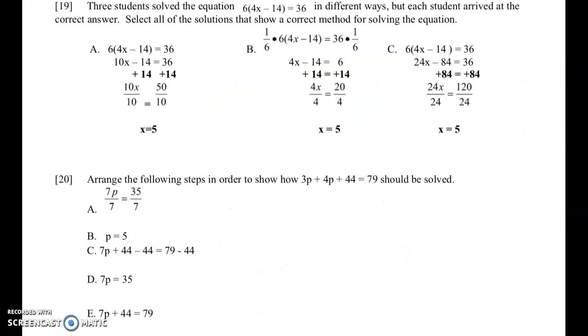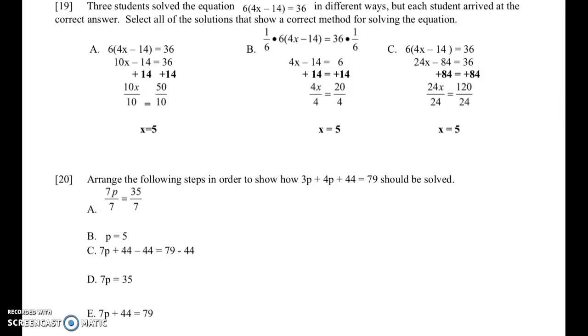Okay, number 19. We have 3 students that worked the same equation in 3 different ways. We're looking for the ways that it's solved correctly. They all ended up with the same answer, but 2 of them did a correct method and 1 of them did an incorrect method. So, looking through, I'm going to look at A.